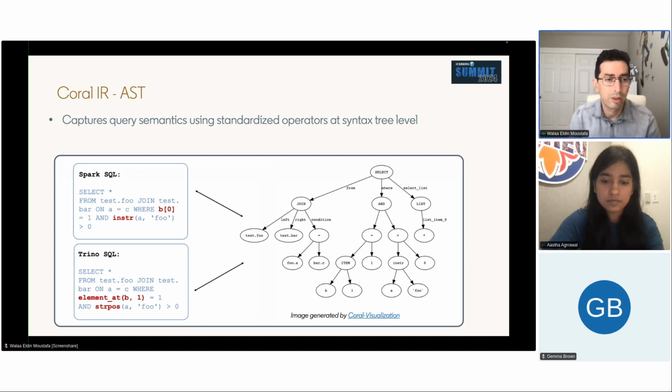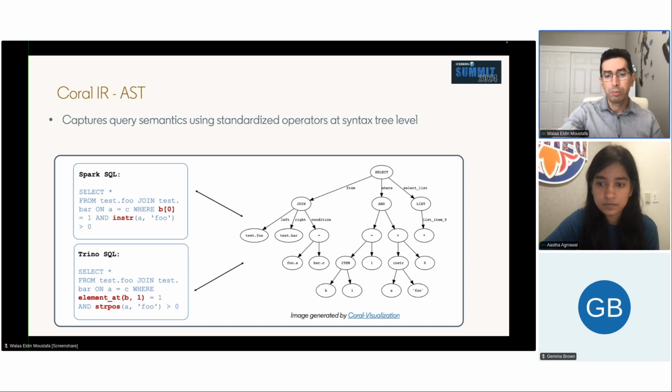One query is in Spark SQL, the other query is in Trino SQL, but you could transform Spark SQL to that representation and back and forth, and in the same way you could do the same with Trino SQL. And note also that both queries express the same semantics, but they are written differently and they use different operators to express the same semantics. And we use Coral IR to capture the standardized semantics that both mean, and then we can convert back and forth between them.